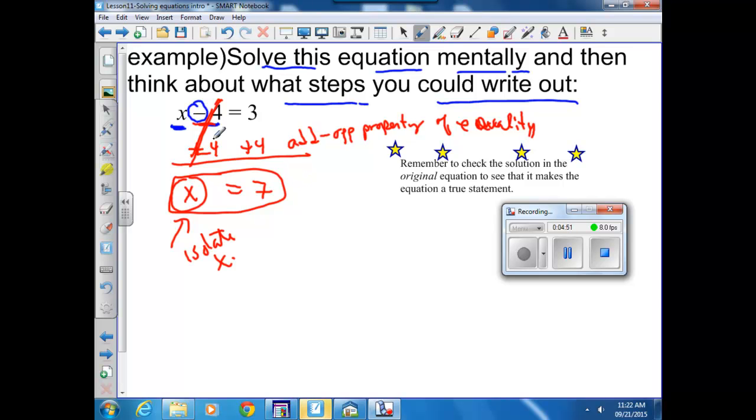Now, a lot of people say, look, I could have got that answer, 7, without lifting up a pencil. I know, but things are going to get more intricate very shortly. Let's try again.